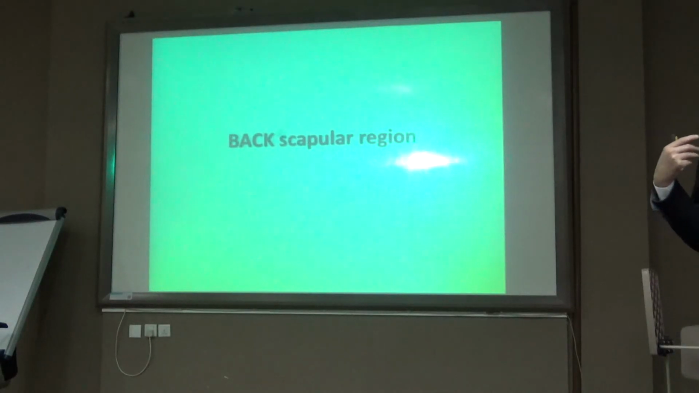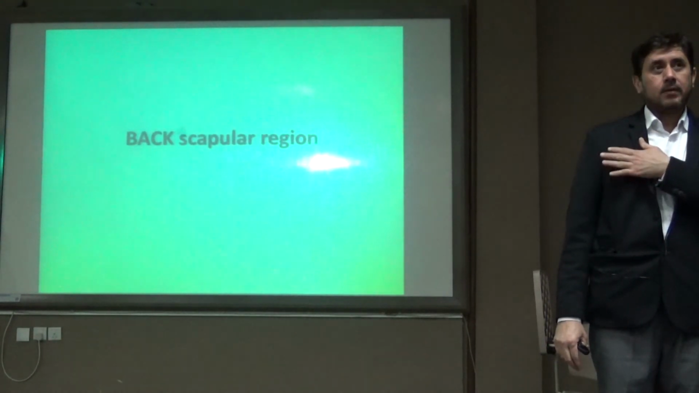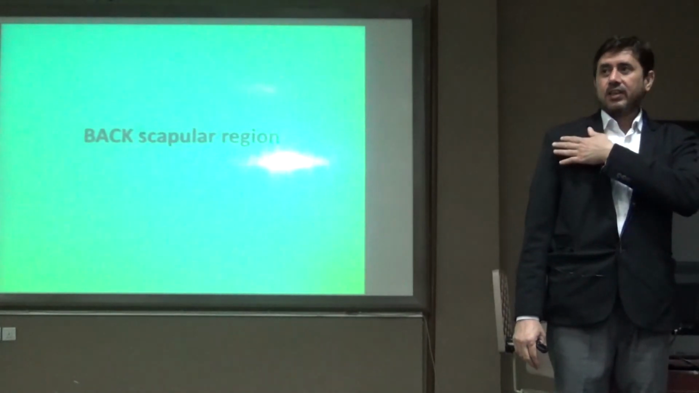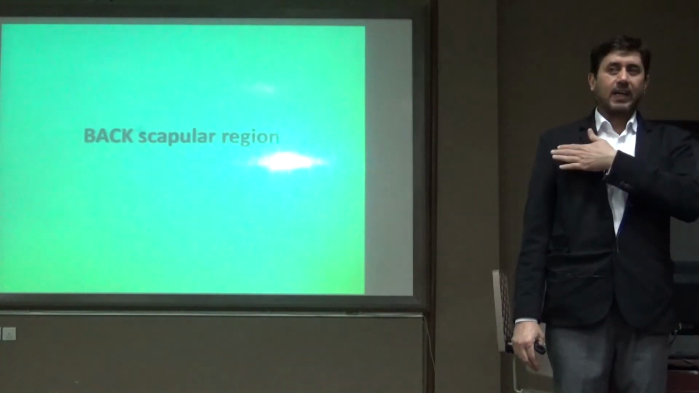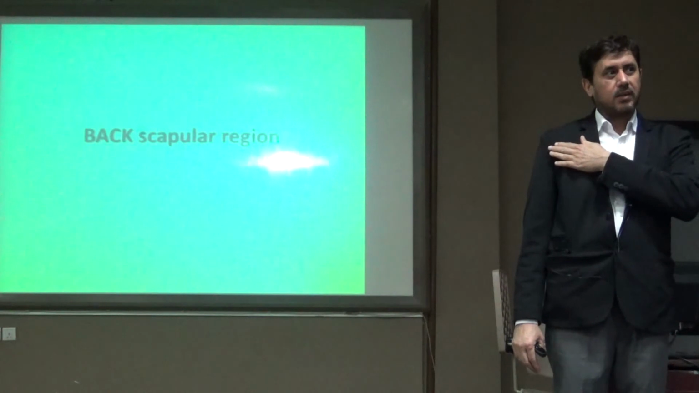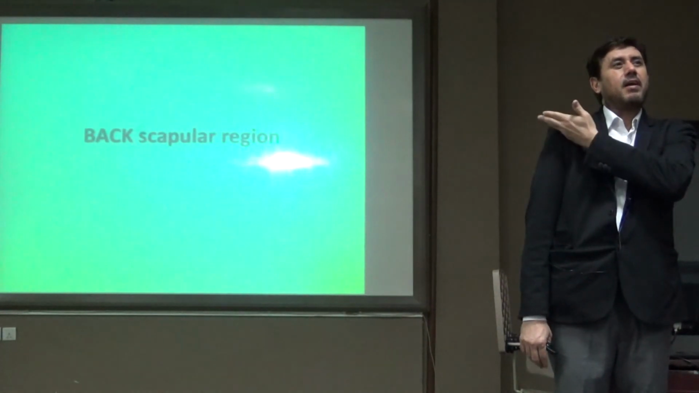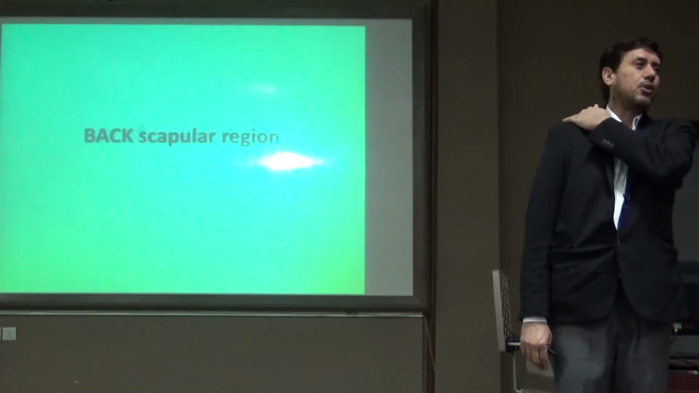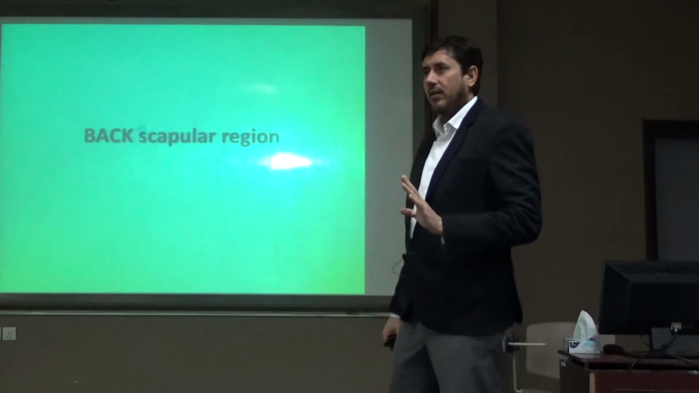I want to give you some idea about the shoulder region. This is confusing. The shoulder region has 3 parts, or a region of the upper limb which is connecting to the trunk. Anteriorly is the pectoral part, laterally is the upper part of the humerus, and posteriorly we are actually discussing the scapula.